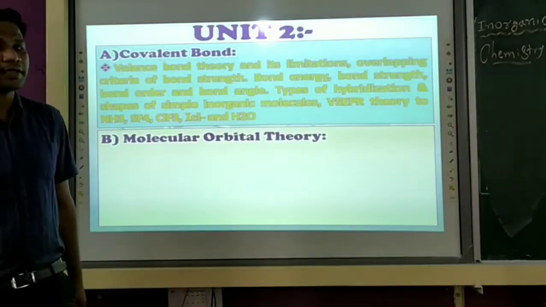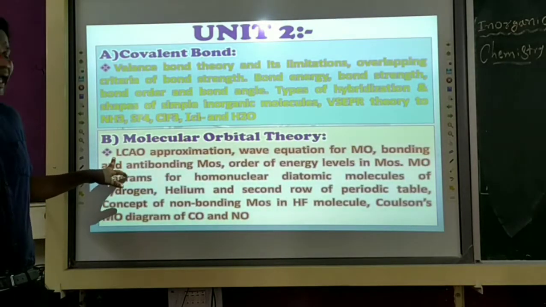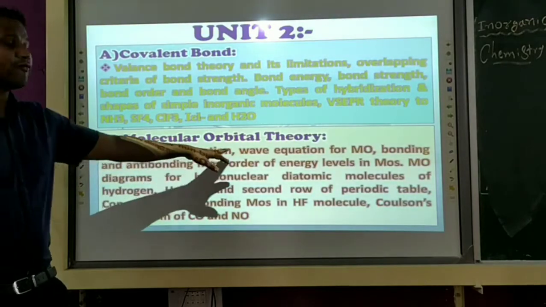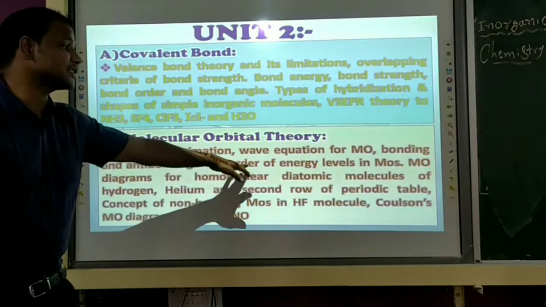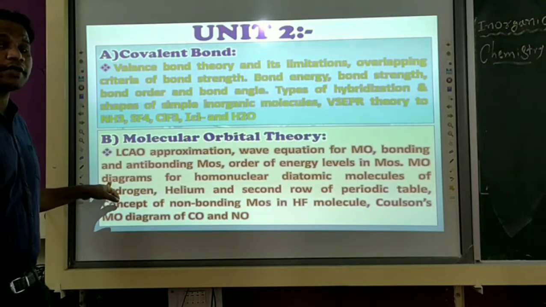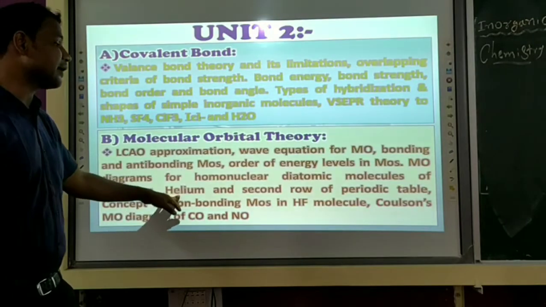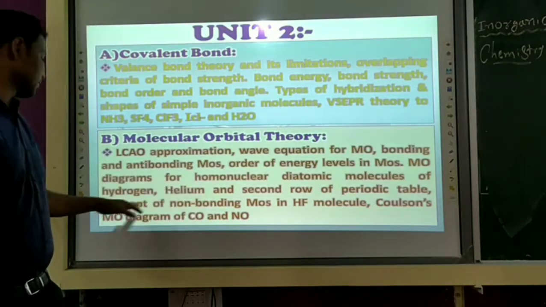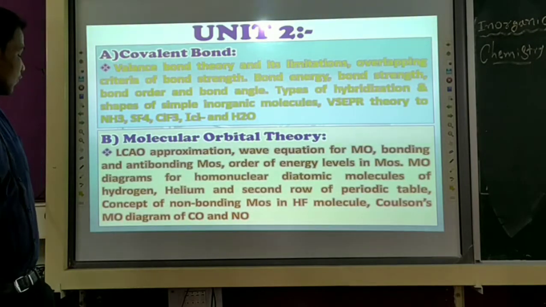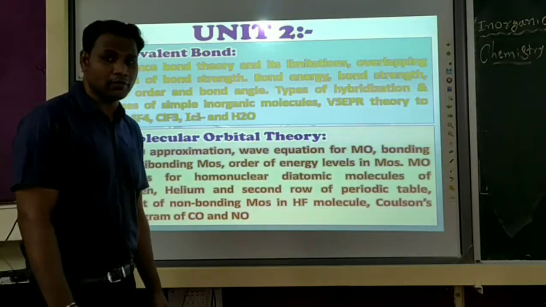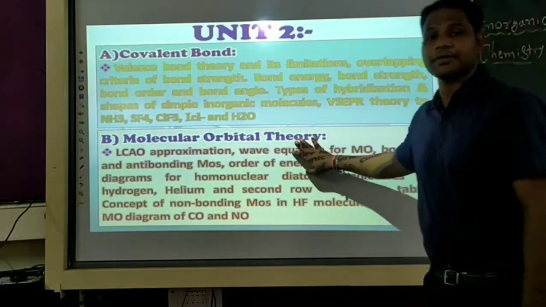Now the second part of this unit deals with molecular orbital theory. In this we have to discuss LCAO approximation, wave equation for molecular orbitals, bonding and anti-bonding molecular orbitals, order of energy levels in the MO diagram, molecular orbital diagrams for homonuclear diatomic molecules of hydrogen, helium, and the second row of the periodic table. Then the concept of non-bonding MOs in the HF molecule, then Coulson's MO diagrams of CO and NO. Means in the second unit we have to discuss covalent bond and molecular orbital theory.